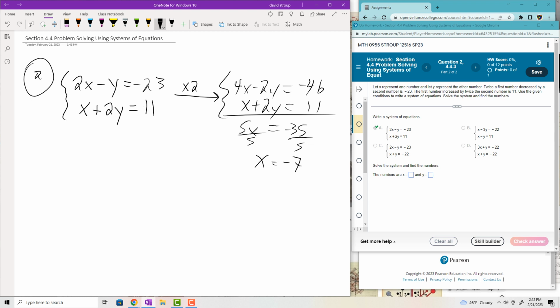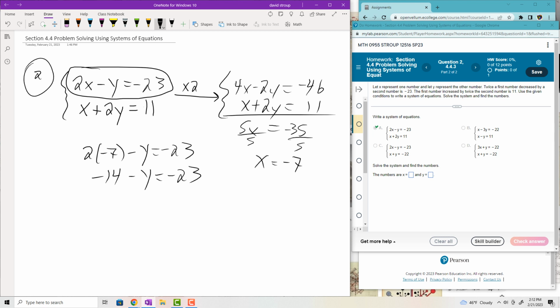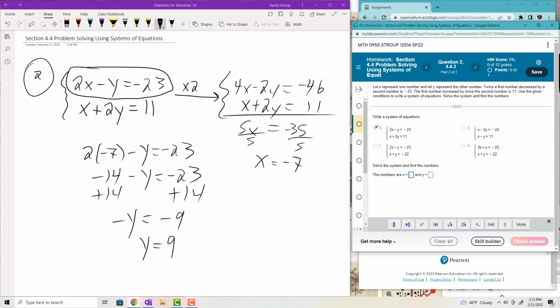Negative 7. Back sub, so I have 2 times negative 7, so I'm just going with the first equation I saw. Minus y is negative 23. So negative 14 minus y is negative 23. Add the 14 over, so negative y is negative 9, and then multiply both sides by negative 1, so y is 9. So x will be negative 7, and then y is 9.